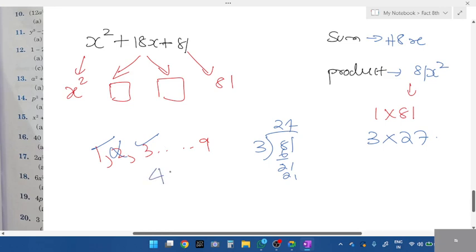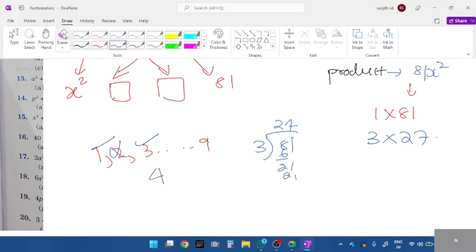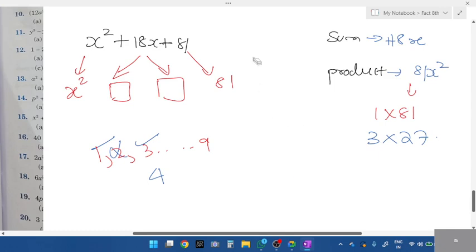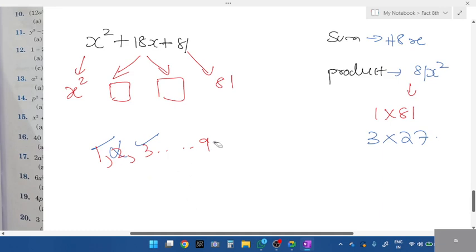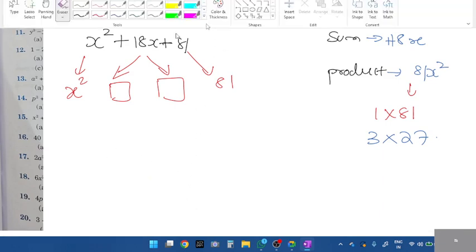Try with 4 times table. Does 4 go? No, 4 doesn't go. What about 5? 5 also doesn't go. See, 5 doesn't get divided with 81. What I'm trying to explain is when you divide by 5, the remainder should be 0. Okay. 5 ones are 5, 3, 1. 5 6 are 30. Are we getting remainder 0 or 1? 1. So remainder should be 0. That is what I'm asking. Remainder should be 0. What about 6? Does 6 go in 81?